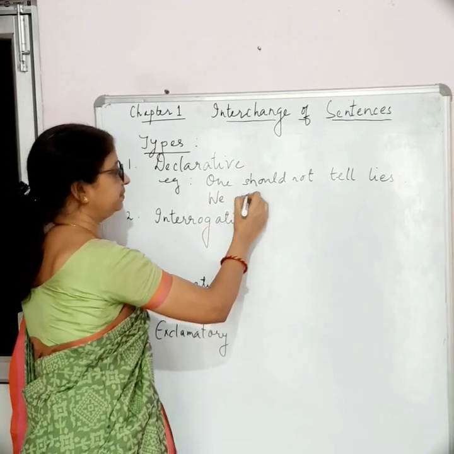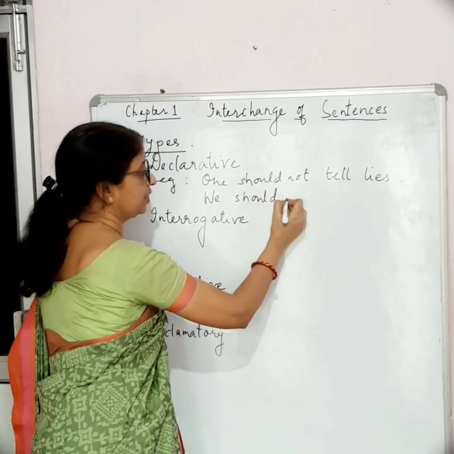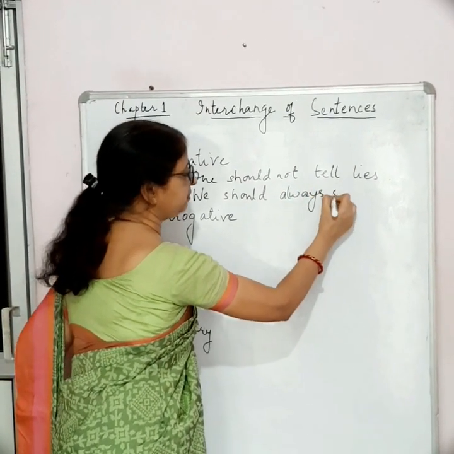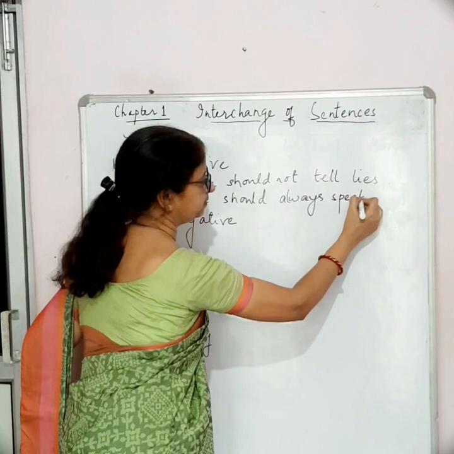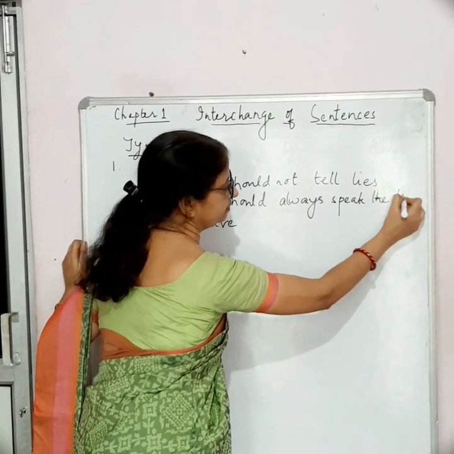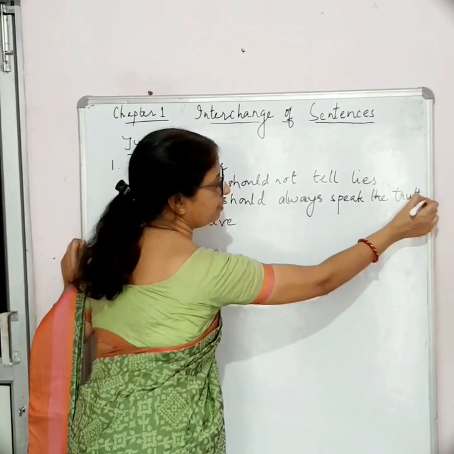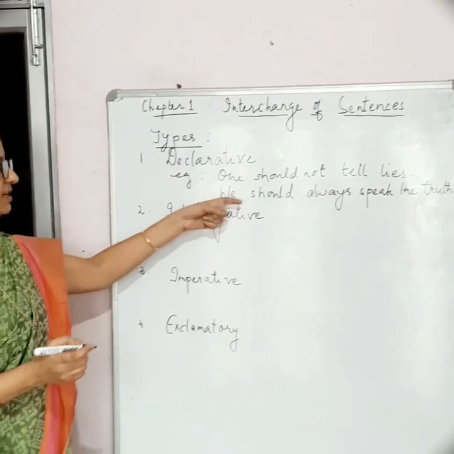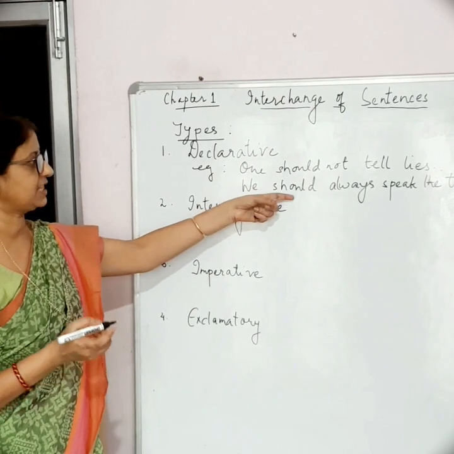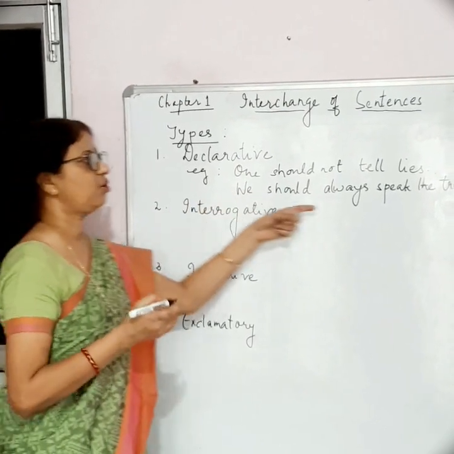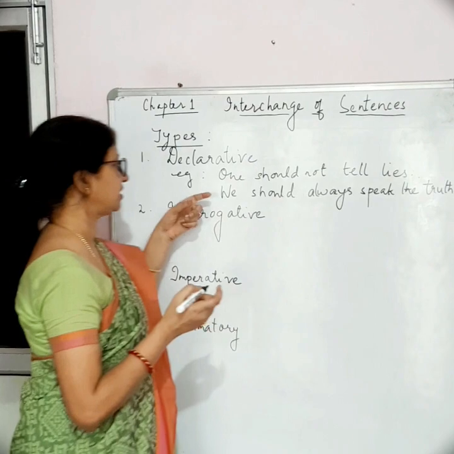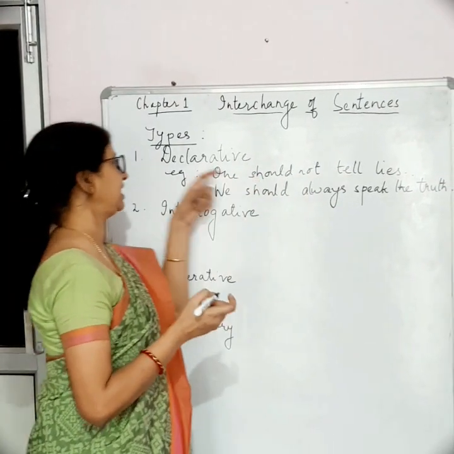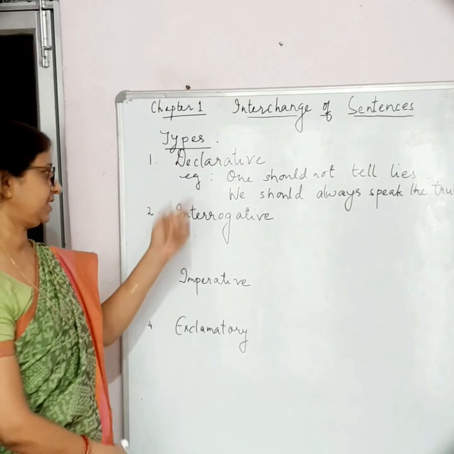We should always speak the truth. We should always speak the truth. What does it mean? This is just this sentence transformed in a different way. We should always speak the truth. This is an affirmative declarative sentence and the first one is a negative declarative sentence.